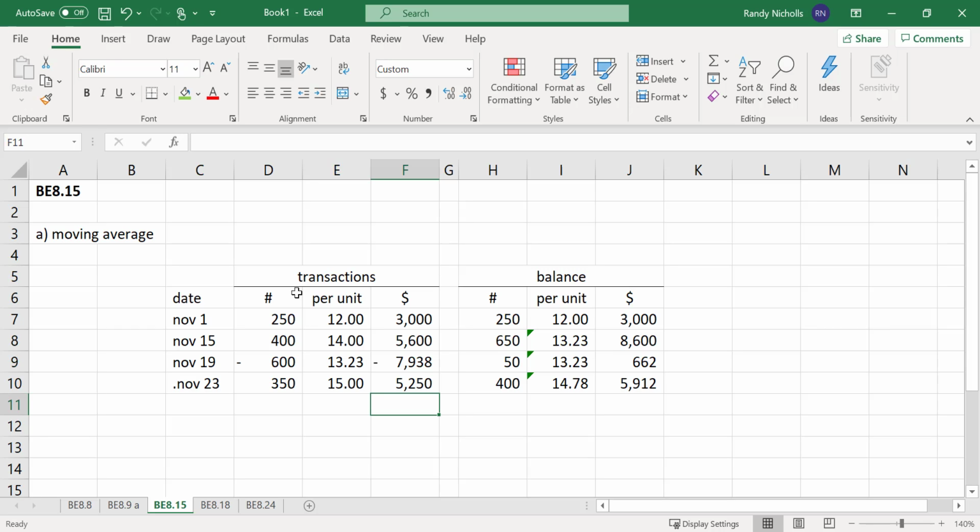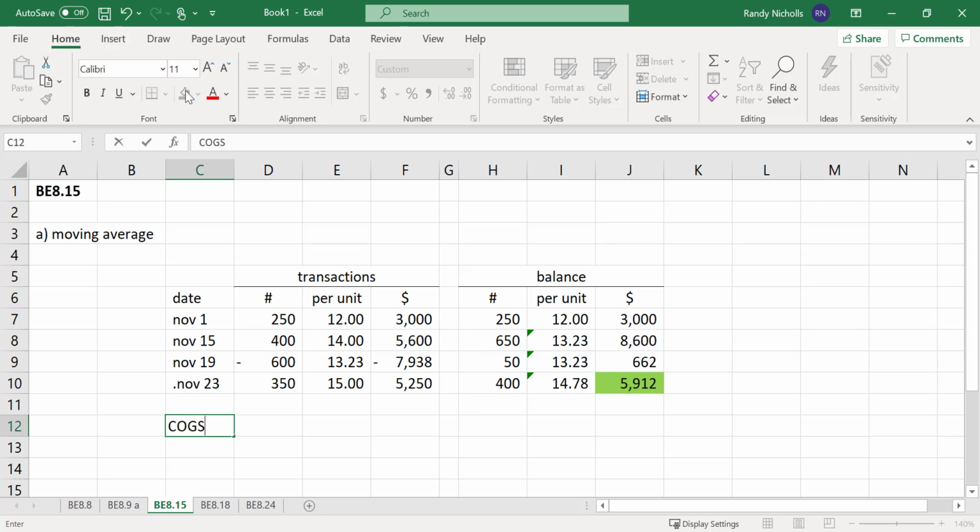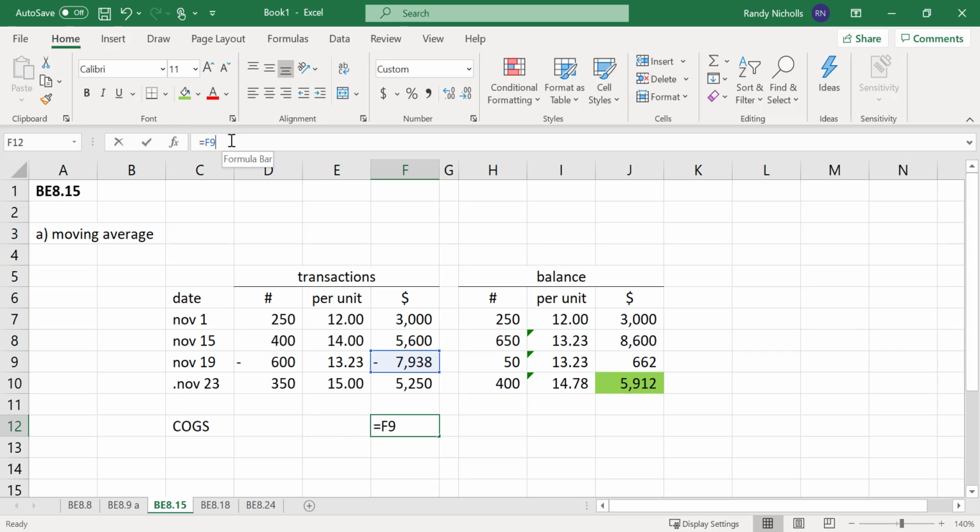This question does not ask for journal entries. It asks for the November 30th inventory. So that's my inventory. And it asks for the November cost of goods sold. And please, if you're asked that, identify that number. So this one's relatively easy in that I only have one sale. So that's my cost of goods sold. If I had more than one sale, I'd have to add up everything related to a sales transaction. Okay, so my cost of goods sold is the $7,938 that I recorded on that one sale.